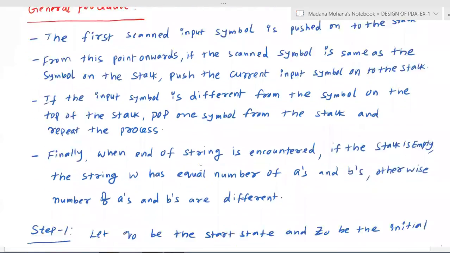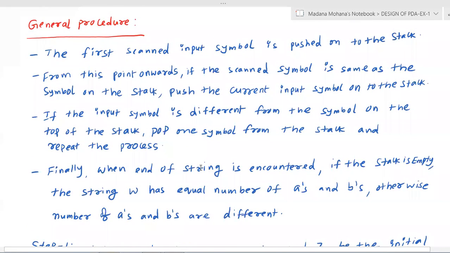Now let us see the general procedure we will follow here. We don't have a standard procedure. From problem to problem, the procedure changes. So the first scanned input symbol is pushed onto the stack. Whenever you are scanning an input from the input tape, that should be pushed onto the stack. The scanned input symbol may be either a or b. Why?